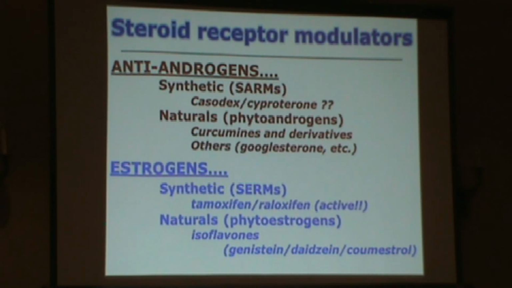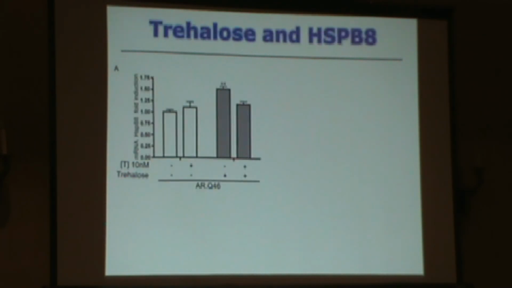And there are also some natural compounds that seem to mimic the activity of estradiol on the HSPB8 promoter. So genistein, for example, induced the expression of HSPB8 in our cell model. So it would be interesting to test the effect of this compound also in the mice.